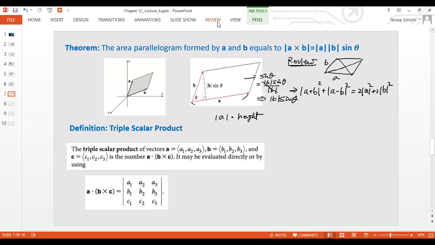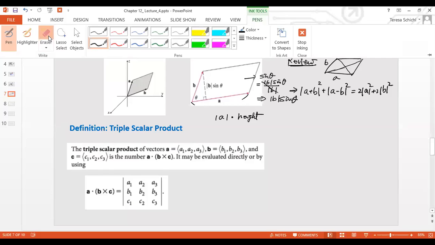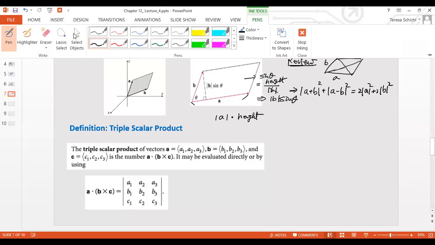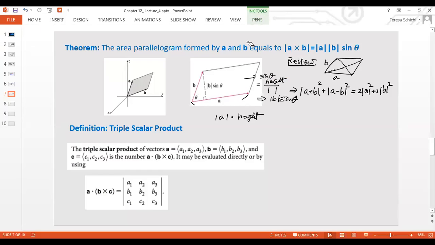Let me clear this a little bit. Sine theta is the height, the opposite side of theta, over the hypotenuse, and the hypotenuse here is B. So this is your height. That's why the area of the parallelogram is equal to the base times the height, so it's A B sine theta.